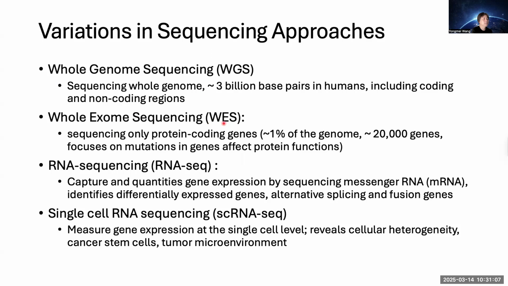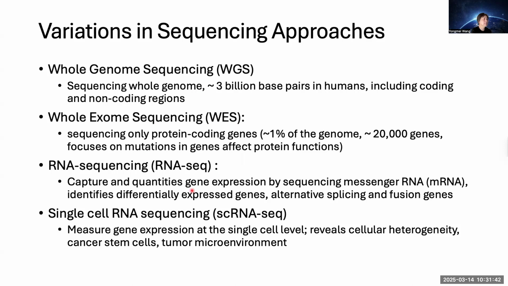But on the other hand, you can also do so-called whole exome sequencing. And the abbreviation is WES. So in this case, you only pull down the coding region. That's only about 1% of the whole human genome, about 20,000 genes. And then sequencing is much faster and much cheaper. And you focus on mutations in the genes that have the final product of protein. So you can figure out what mutations you can find in the protein. Okay, so this is whole exome sequencing, WES.